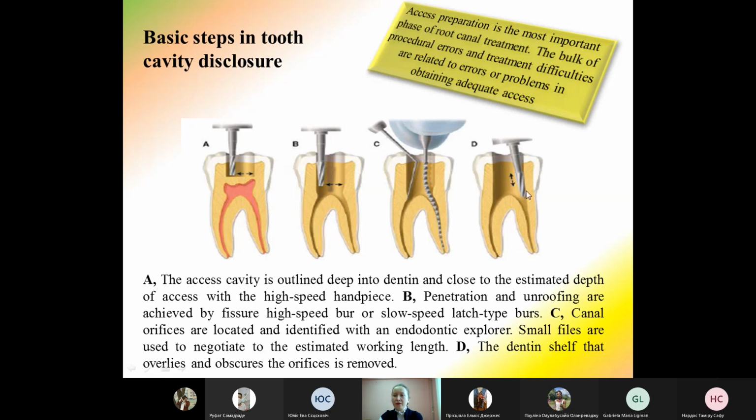And then with Gates-Glidden burrs or piezo-largo burrs, cut this bulk of enamel, this bulk of dentine that is located above the root canal orifices in order to make a straight wall and to connect the caries cavity and tooth cavity into one cavity for later better vision of the root canal orifices.